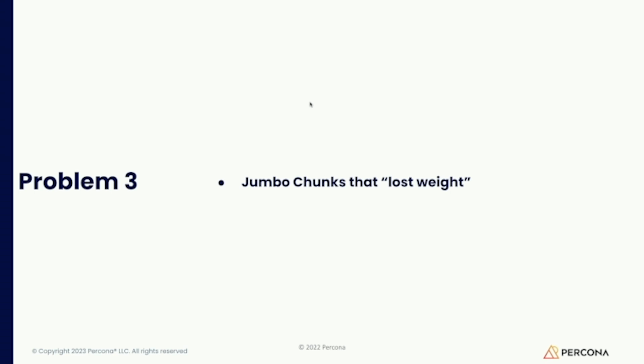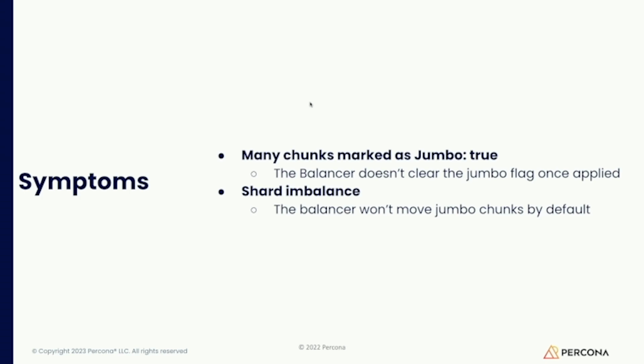Finally, problem number 3, chunks that got marked jumbo at some point in time, but then lost weight because of deletes. In this case, it can also cause shard imbalance because chunks marked as jumbo are not moved. Okay, the balancer ignores them, basically. And the other thing is the balancer, again, doesn't clear the jumbo flag once it's applied. So that means we have to do it.